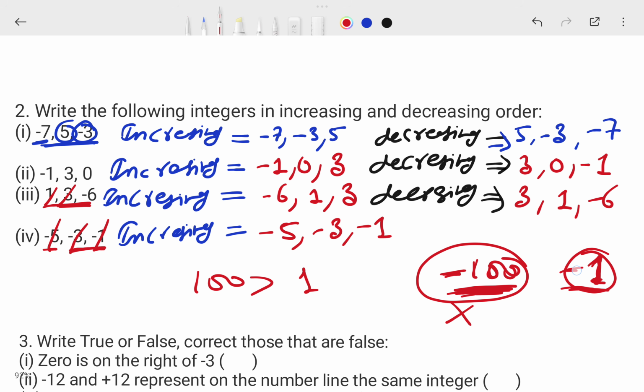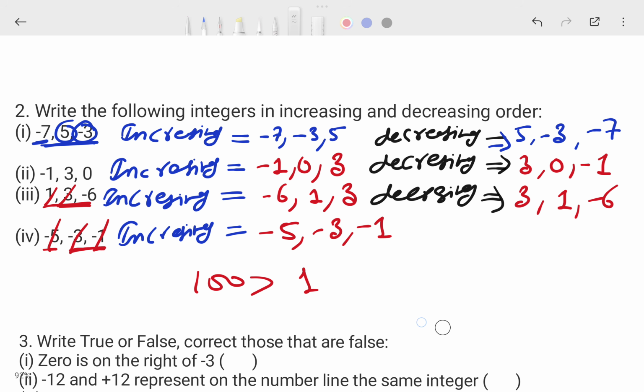The number 1 is looking smaller and 100 is looking greater, but when you put the minus symbol, which is smaller becomes greater, and which is greater looks smaller. So here -1 becomes the greater number. Remember, -1 is very near to 0. It is like this is 0, this is 1, so it is very near to 0, that's why it is greater. But -100 is very far, that's why it is smaller. You can remember it like that also. Is it clear?